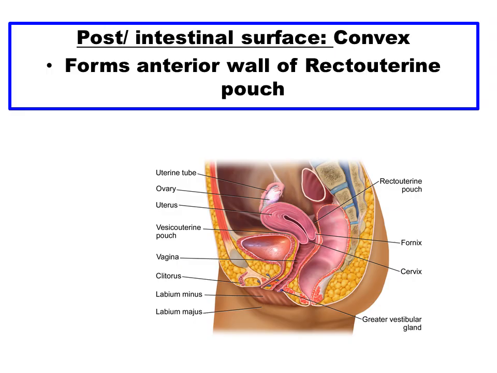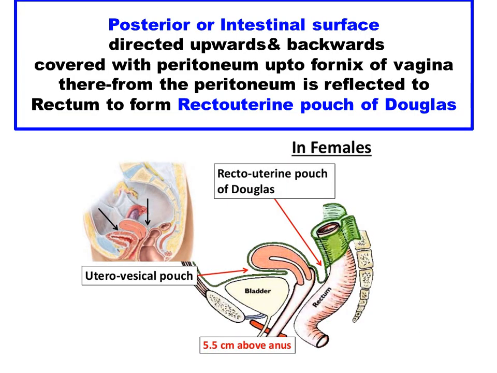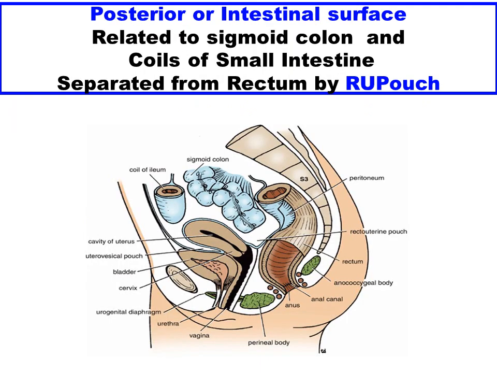Coming to the posterior or intestinal surface, it is convex and it forms the anterior wall of the rectouterine pouch. The posterior intestinal surface is directed upwards and backwards, and it is covered with peritoneum up to the posterior fornix of the vagina. From there, the peritoneum is reflected onto the rectum, forming the rectouterine pouch of Douglas.